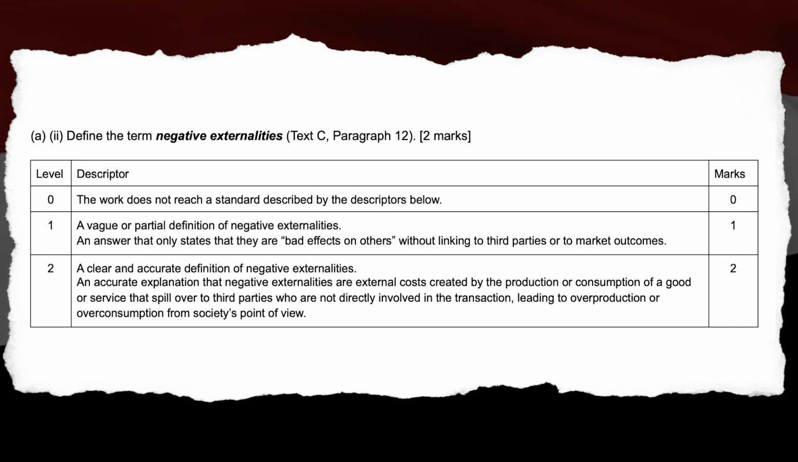A clear and accurate definition of negative externalities. An accurate explanation that negative externalities are external costs created by the production or consumption of a good or service that spill over to third parties who are not directly involved in the transaction, leading to overproduction or overconsumption from society's point of view. 2 marks.